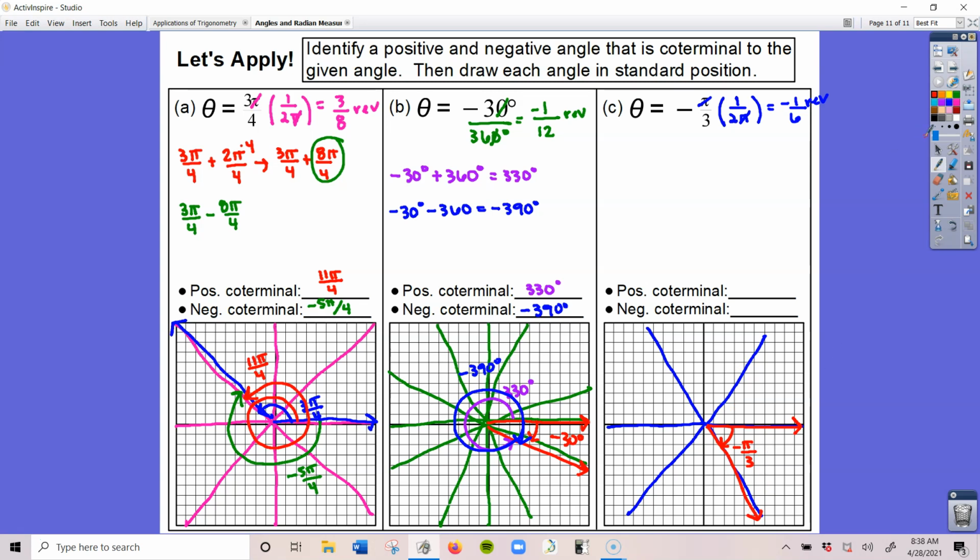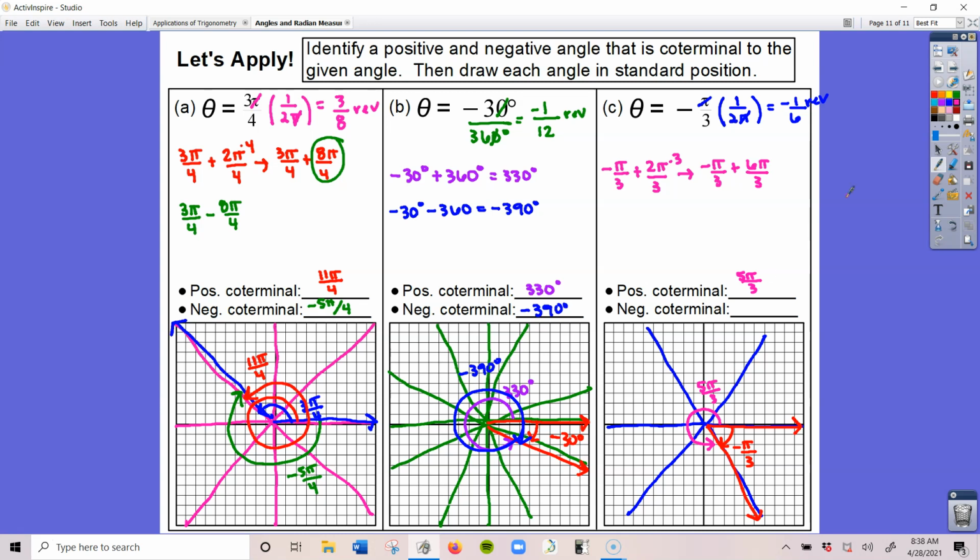Now let's find a positive coterminal angle. So we're going to do negative pi over 3 plus 2 pi, which I have to put over 3, meaning multiply the numerator by 3. So this gives me negative pi over 3 plus 6 pi over 3. Which when I add these together, negative pi plus 6 pi is 5 pi over 3. So my positive coterminal angle, that means I open up, and we always end up at the terminal side, so it's going to come here. So this is the 5 pi over 3.